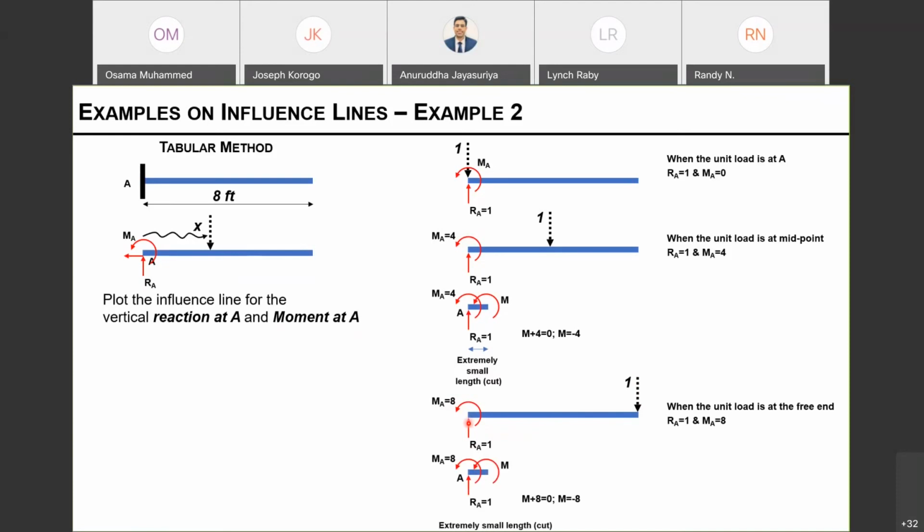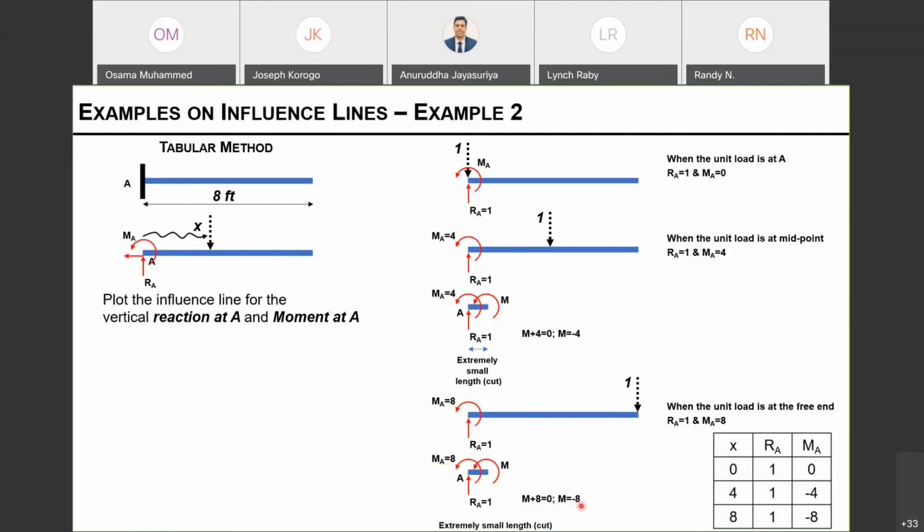Now we are considering the moment at A, so we cut at A and see the equilibrium. Again, RA is going up, MA is going counterclockwise, and that is my reaction. And M over here is the internal force at the cut. If I write the equation, this would be M plus 8 equals 0. That gives me M equals -8.